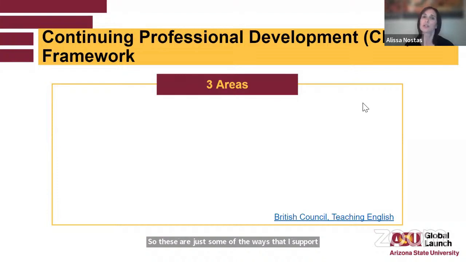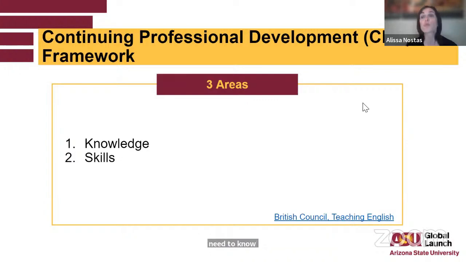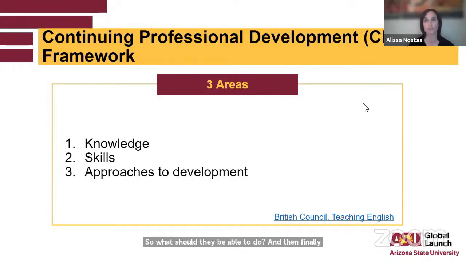Now I'd like to turn to the continuing professional development framework. As I said, this comes from the British Council, Teaching English. They've divided it into three areas. The first one is knowledge, so what teacher educators need to know. The second one is skills, so what abilities teacher educators need to have, what they should be able to do. And finally, approaches to development, which focuses on pursuing professional development opportunities, as well as contributing to the profession. We're going to take a look at these three areas in much more detail.